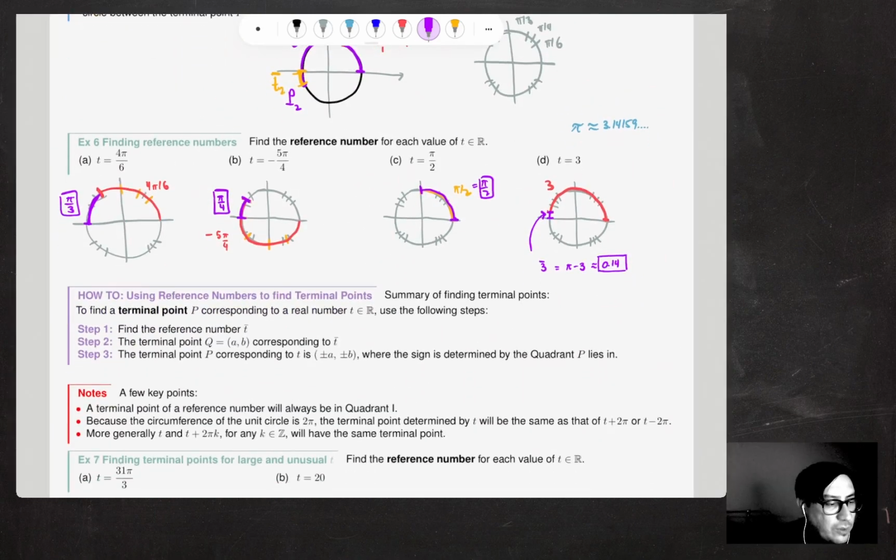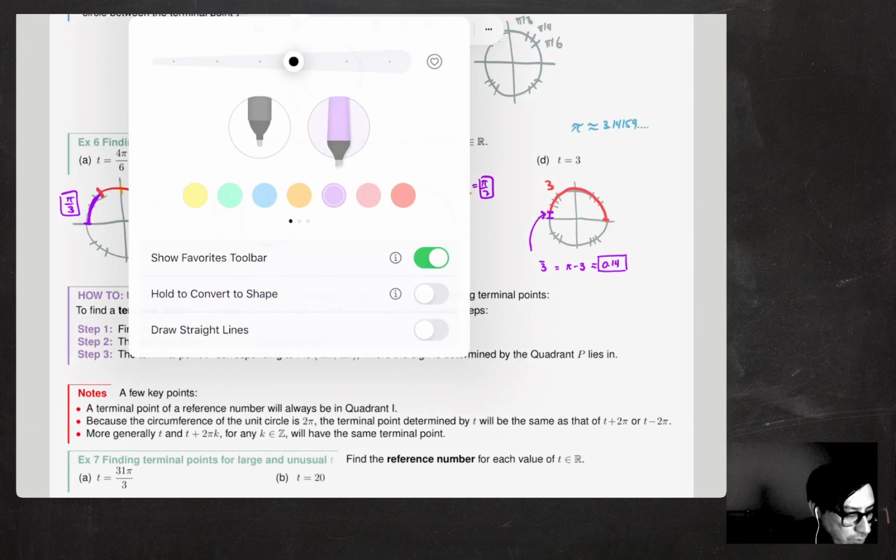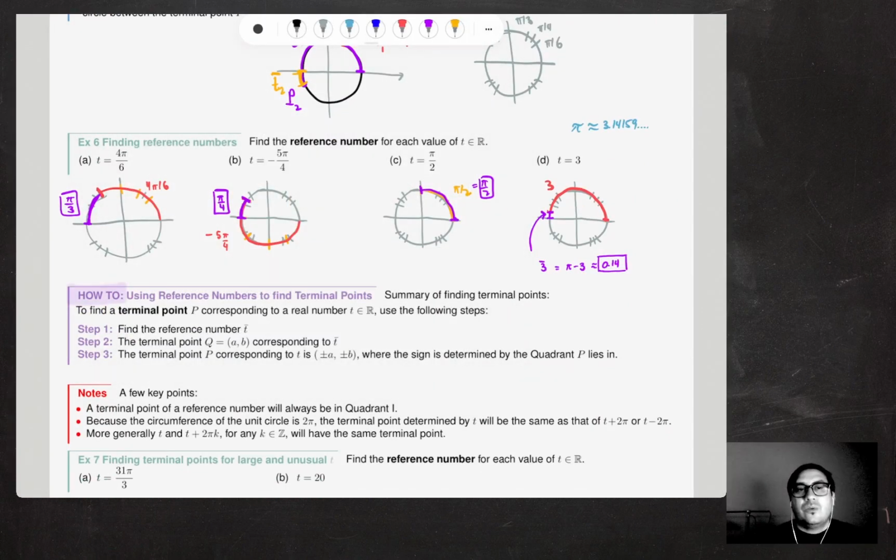Alrighty, so let's take quickly a look at this little how-to. It says how to use reference numbers to find terminal points. This is a nice little summary here. To find the terminal point P corresponding to a real number, use the steps. Find the reference number T bar, the terminal point Q corresponding to T bar, and then you basically do plus or minus A and B.